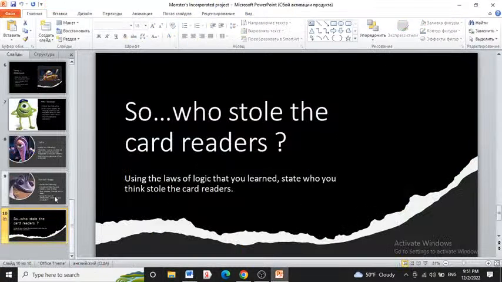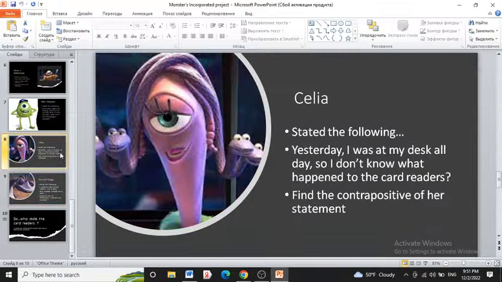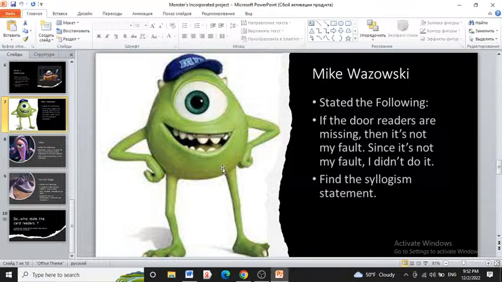Randall was in Maui. So based on that reasoning, he was not at the location. Therefore, the assumption is he was not physically able to take the cards since he was not on property. Celia, yesterday I was at my desk all day, so I don't know what happened to the card readers. But where are the card readers located? They don't give that information either, so that's the next issue. Mike Wazowski, if the door readers are missing, then it's not my fault. Since it's not my fault, I didn't do it.